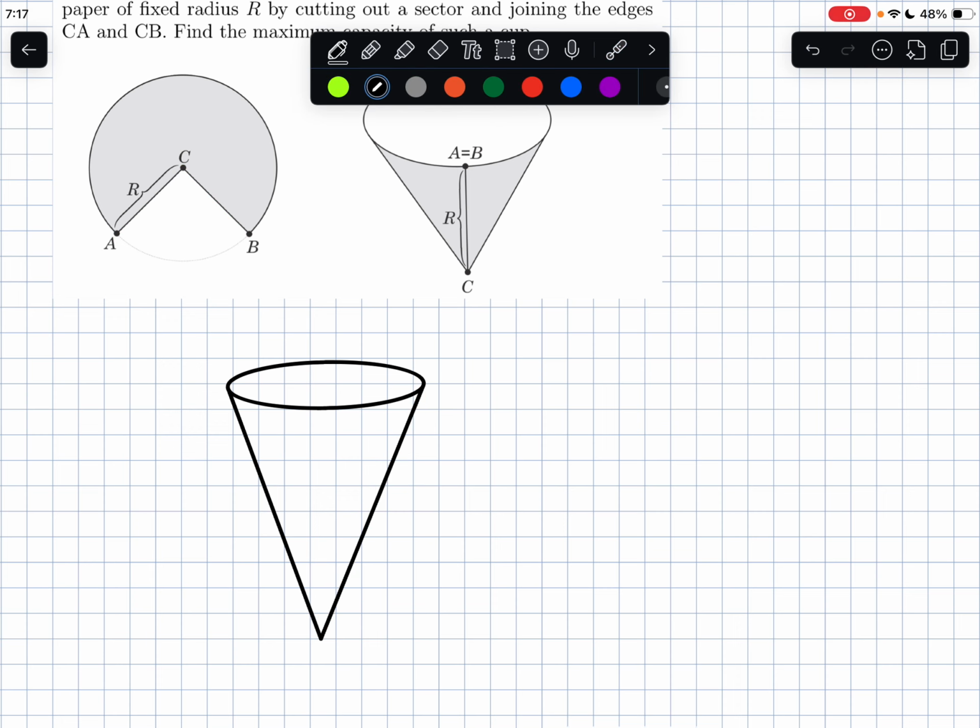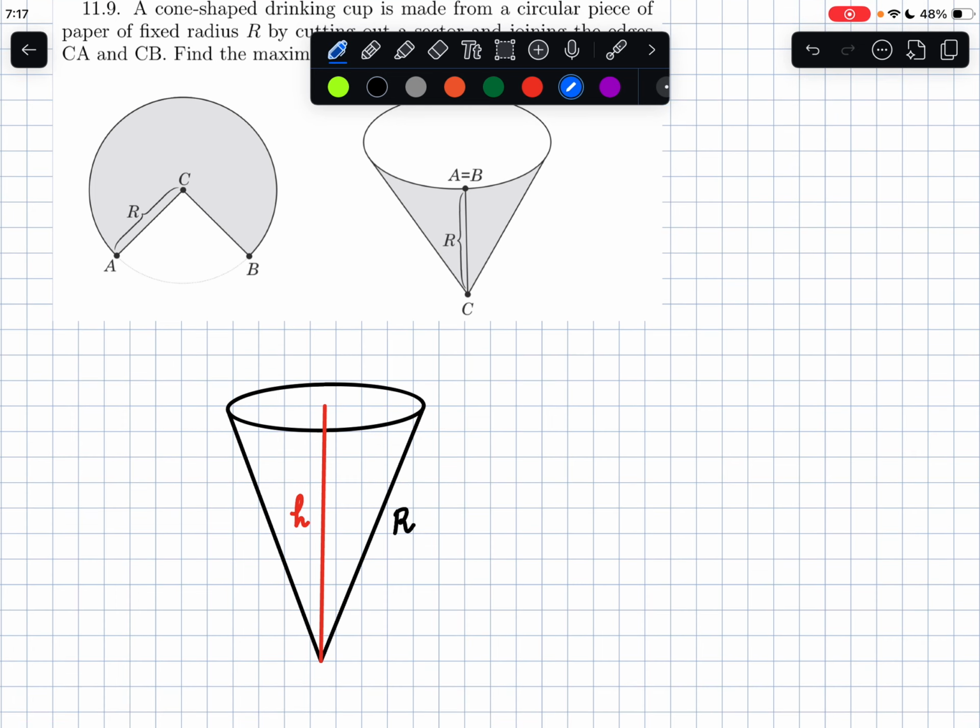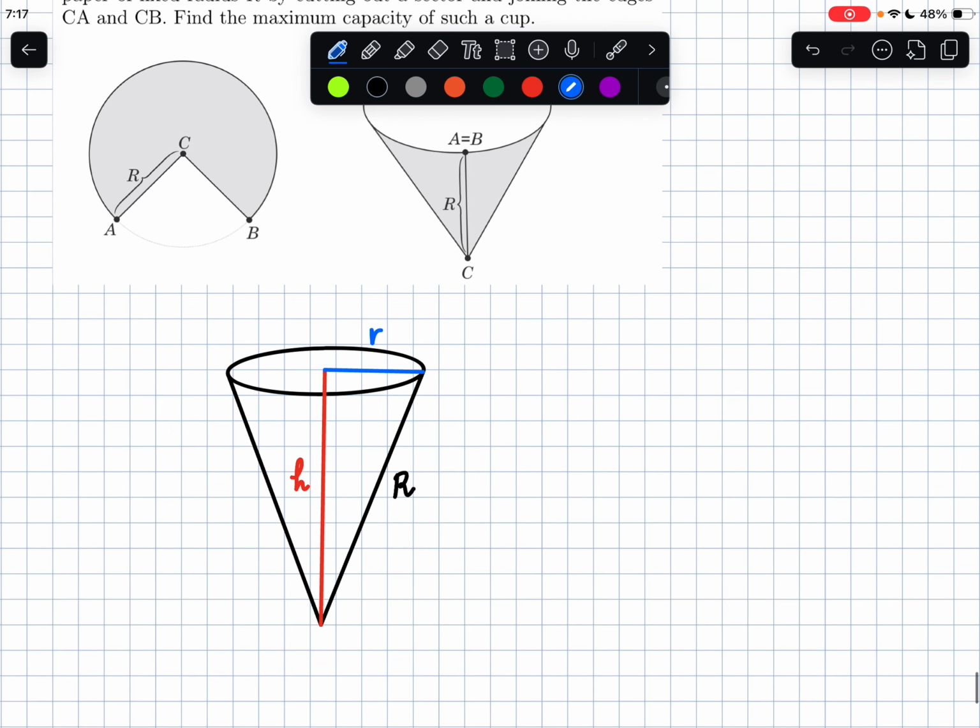So this is our radius, big R. And then you have the height of the cup, the height h. And say the smaller one, this one, small r. This is the radius r. You can compute the volume of the cup. Volume equal to 1/3 pi r squared times h.